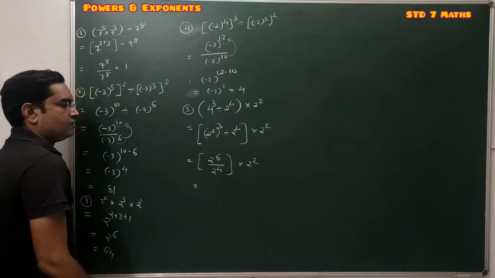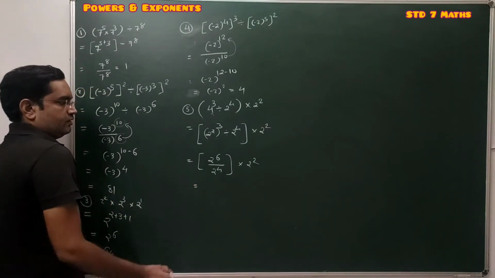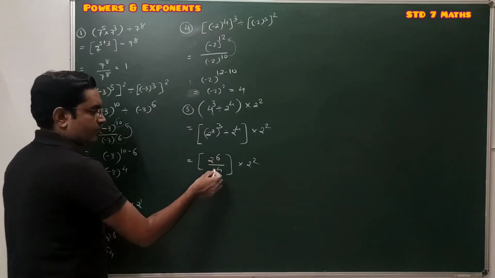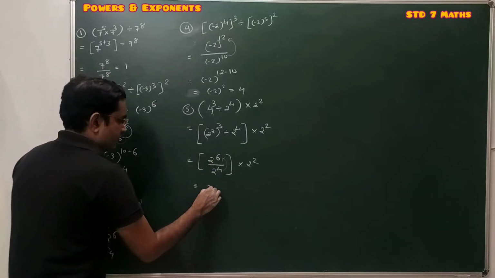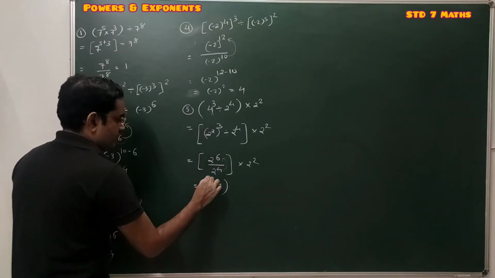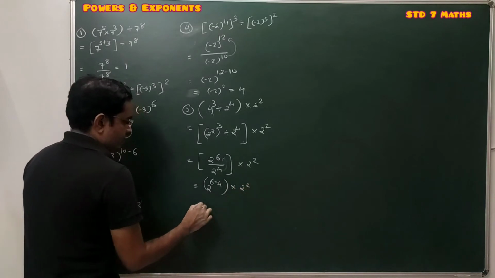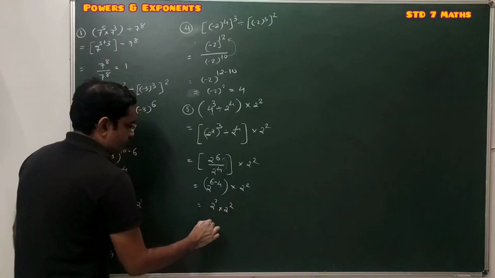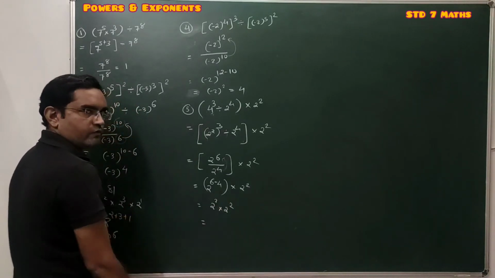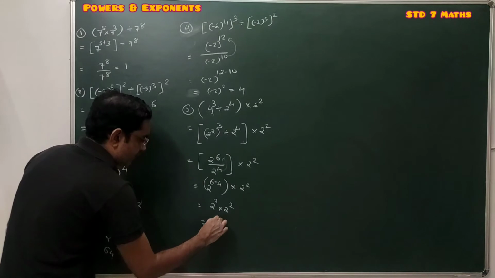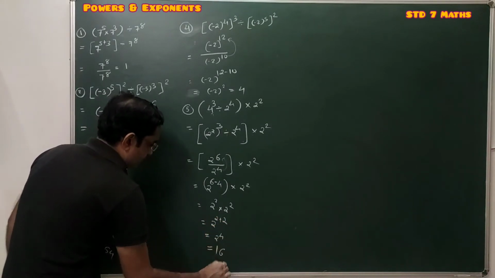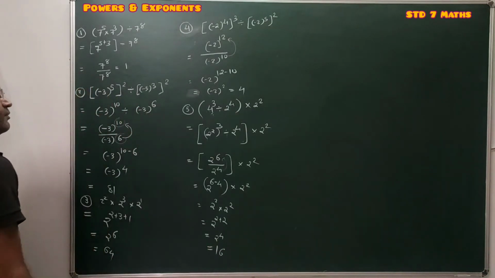Now for further simplification, these 2 are in division with the same base 2. Perform the subtraction of power at the numerator. So it will be 2 raised to 6 minus 4 multiplied by 2 square. So 2 raised to 6 minus 4 is 2 square, multiplied by 2 square. 2 square is 4, 2 square is 4, 4 4s are 16, or we can say it's 2 raised to 2 plus 2. 2 raised to 4 is 16. So the value of this expression is 16.